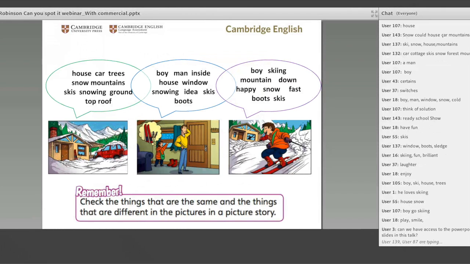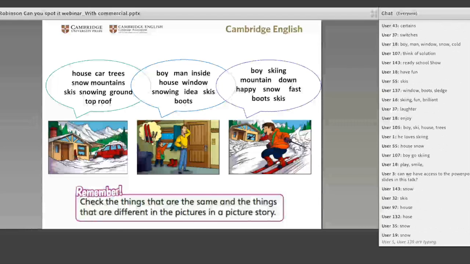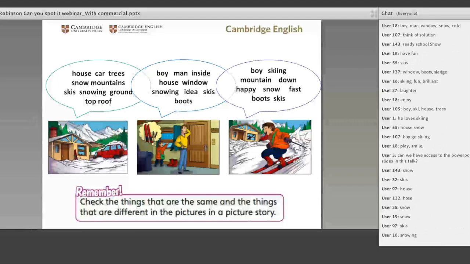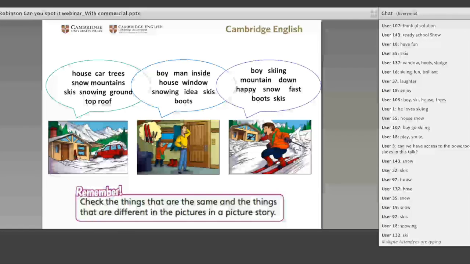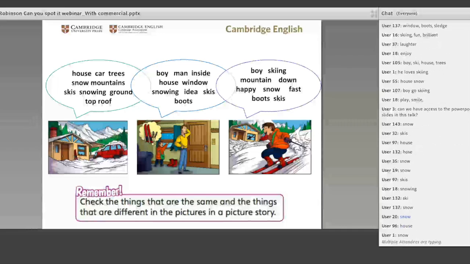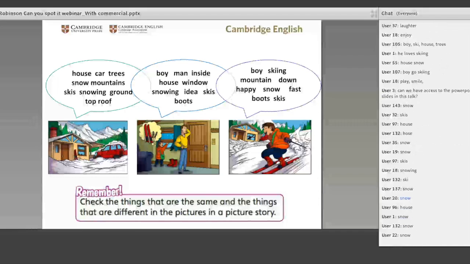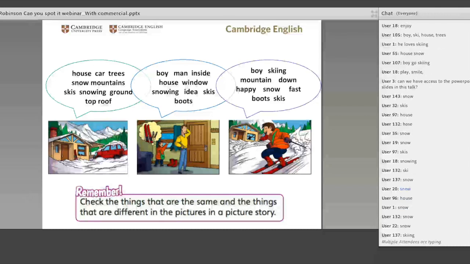Okay, so in class, I would do this with students, get them to think of relevant words to talk about each of the pictures, and then they can look at which words maybe appear for all 3 pictures. So for example, in my words here, which words are in all 3 bubbles? Yeah, snow and ski, isn't it? Skis are in several of the bubbles, okay?